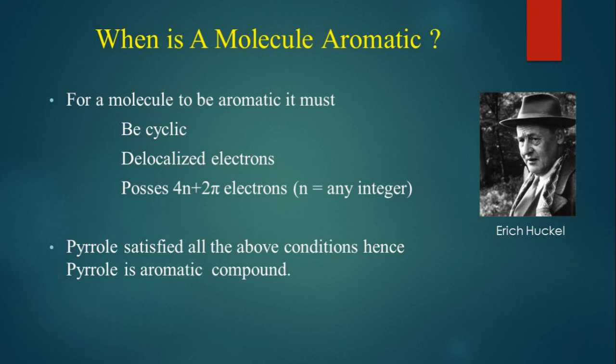In pyrrole, we have two double bonds, so 4 pi electrons are there, and 2 electrons are present on the nitrogen atom as a lone pair. So we can say that there are 6 pi electrons. So 4n plus 2 pi electrons will be equal to 6. So pyrrole obeys Huckel's rule. From the above points, we can say pyrrole is an aromatic compound. Thank you.